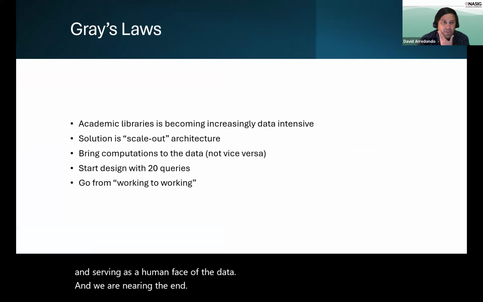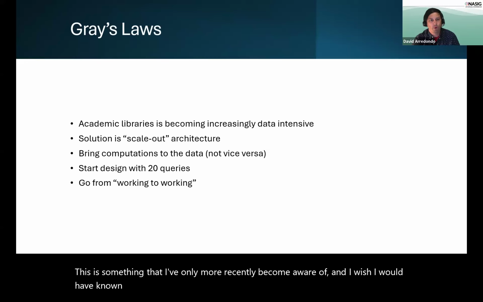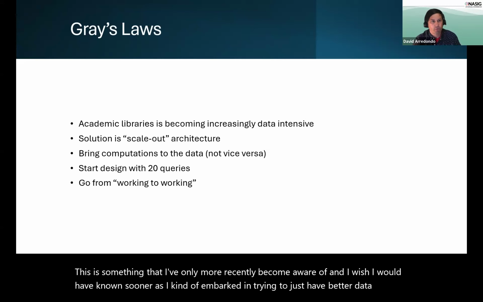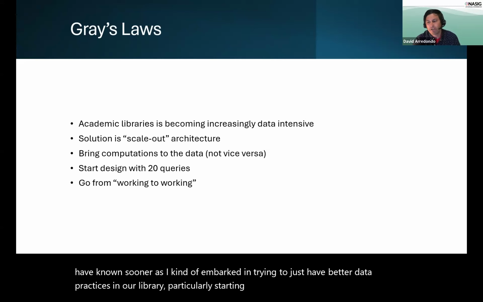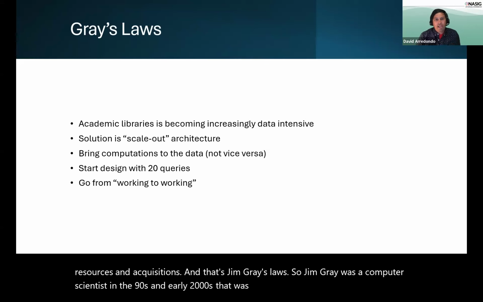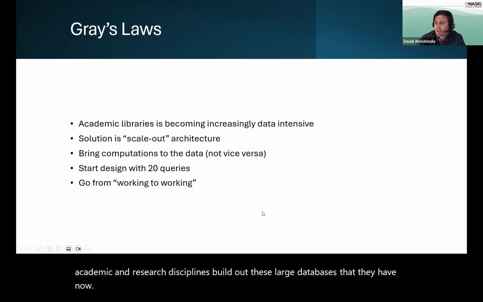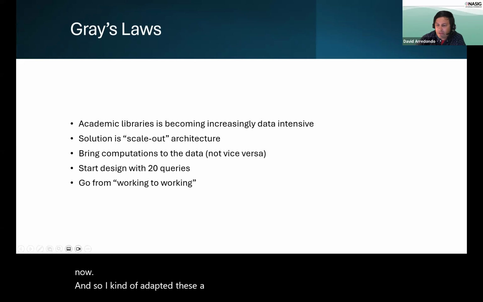This is something that I've only more recently become aware of, and I wish I would have known sooner as I embarked on trying to have better data practices in our library, particularly starting with collection development, e-resources, and acquisitions. And that's Jim Gray's laws. Jim Gray was a computer scientist in the 90s and early 2000s who was instrumental in helping the academic and research disciplines build out the large databases they have now. I've adapted these a little to think about the library.